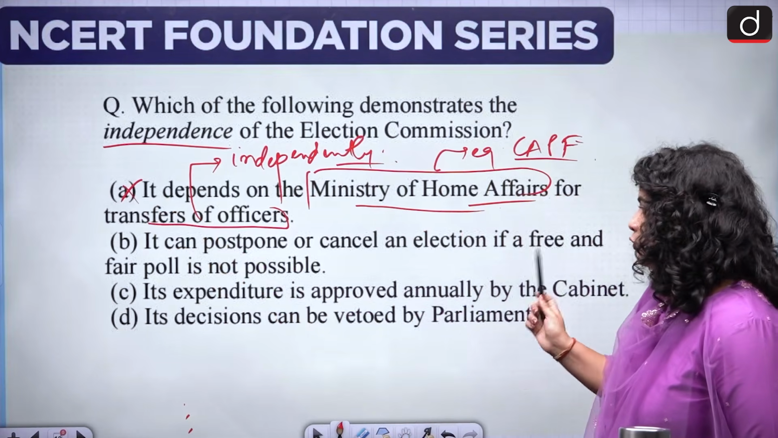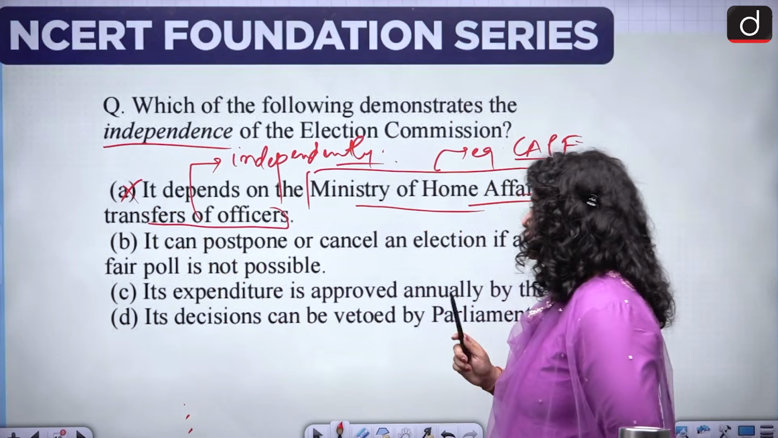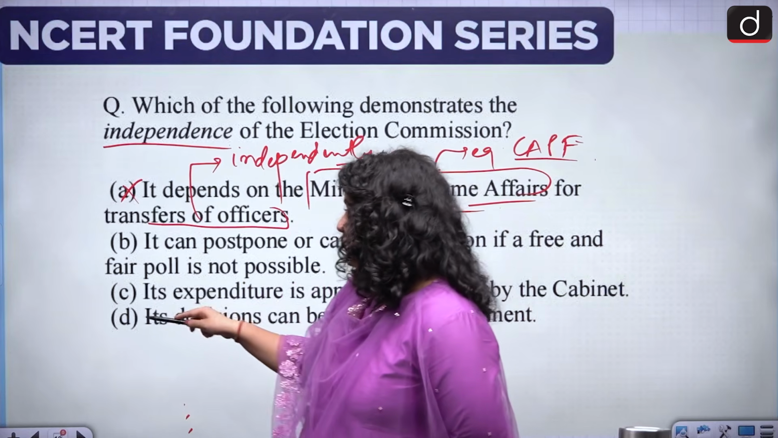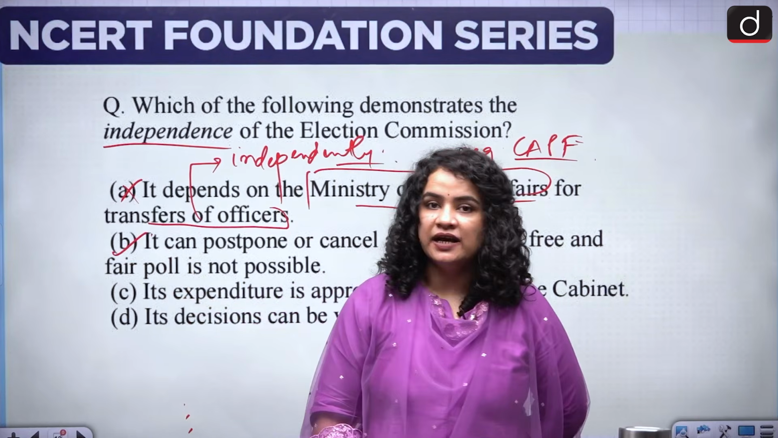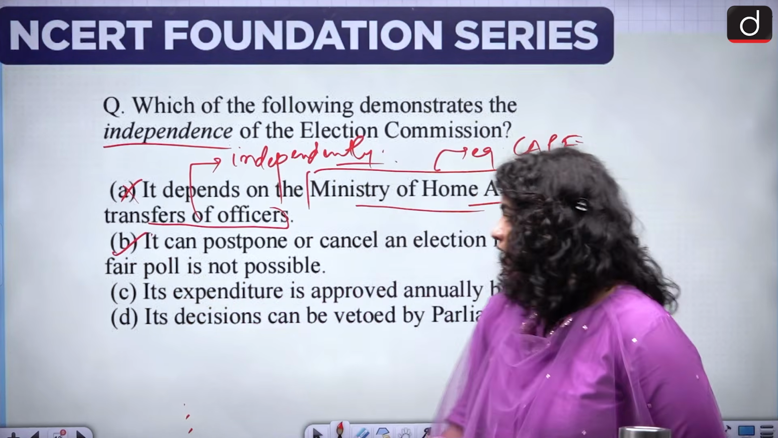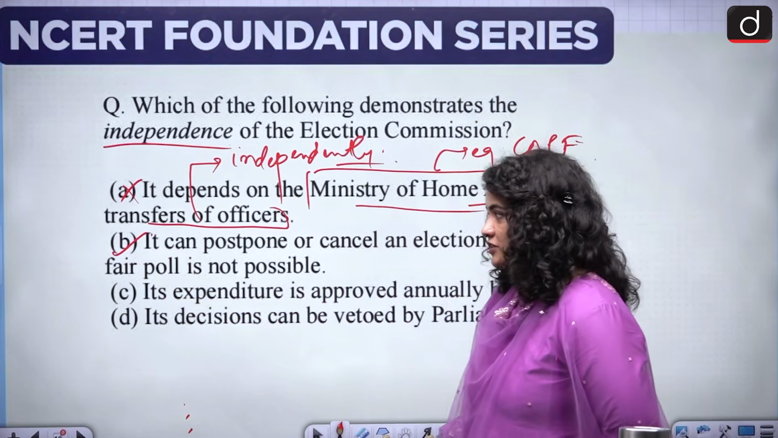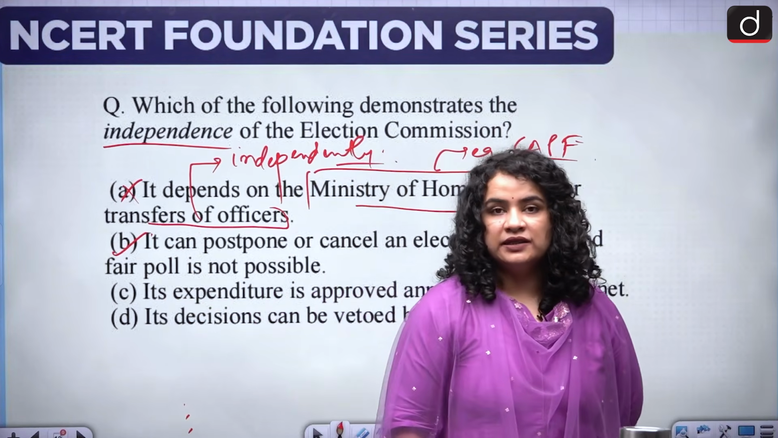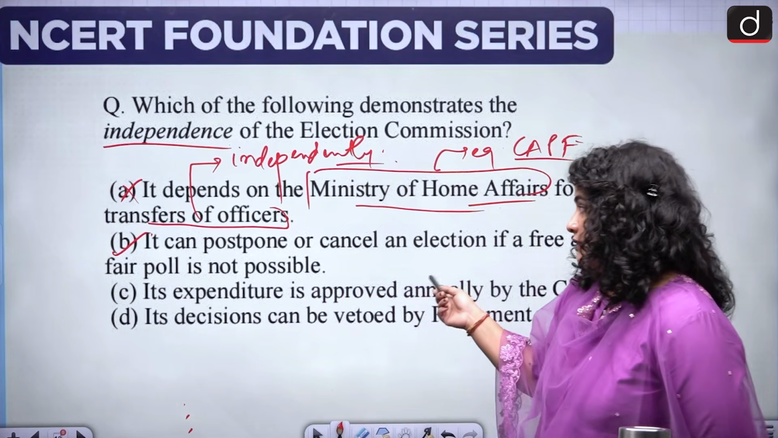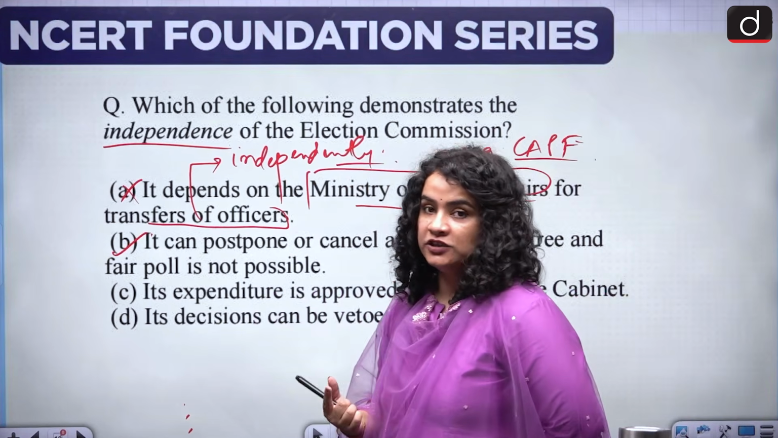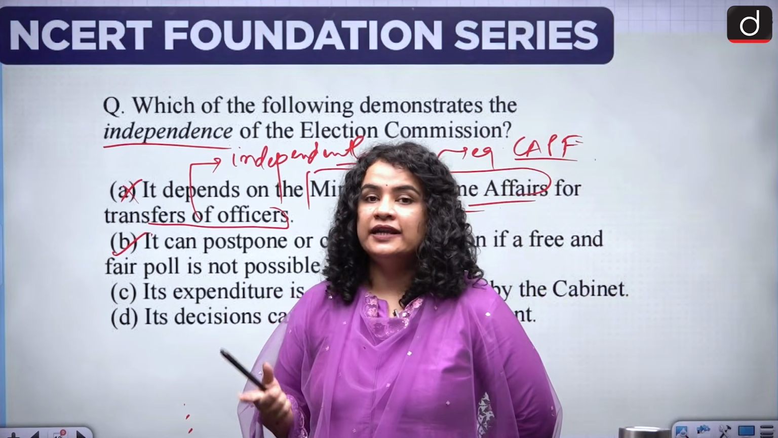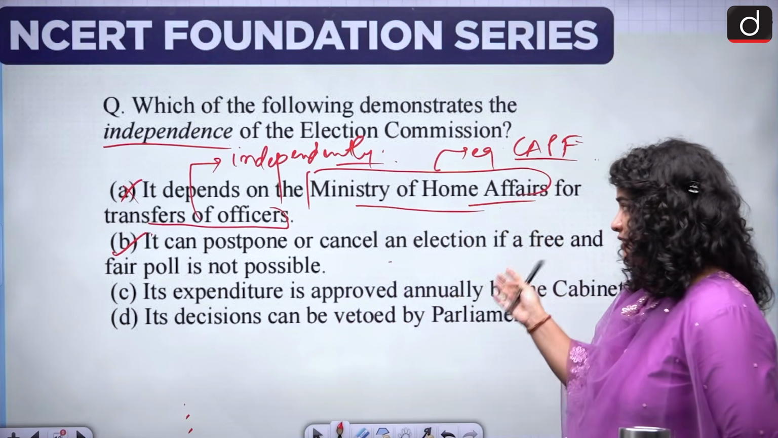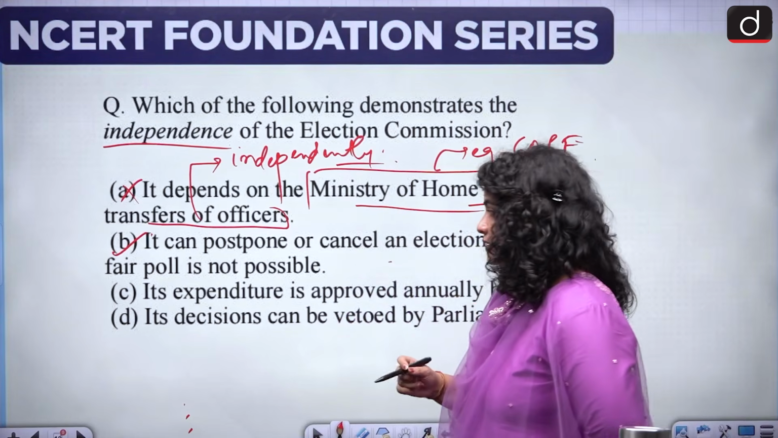Option B says it can postpone or cancel an election if a free and fair poll is not possible. And this we have seen several times in the past. For example, in 2002 Gujarat Assembly elections, the EC postponed it for quite a few months because fair and free election could not be possible at that point of time in Gujarat. So this demonstrates their independence.